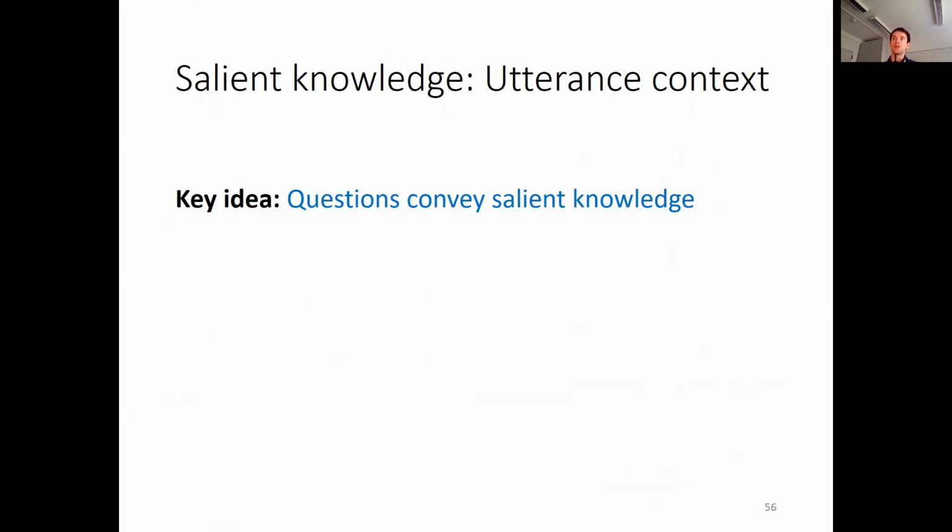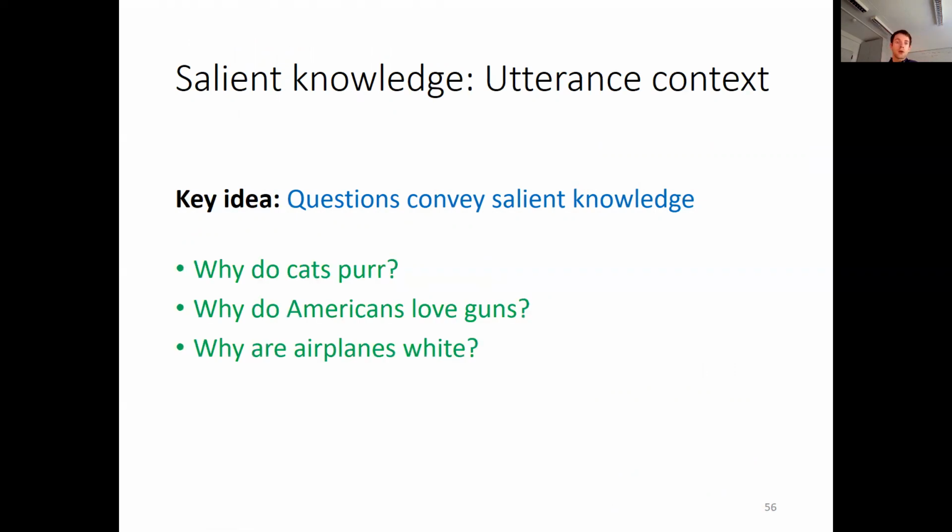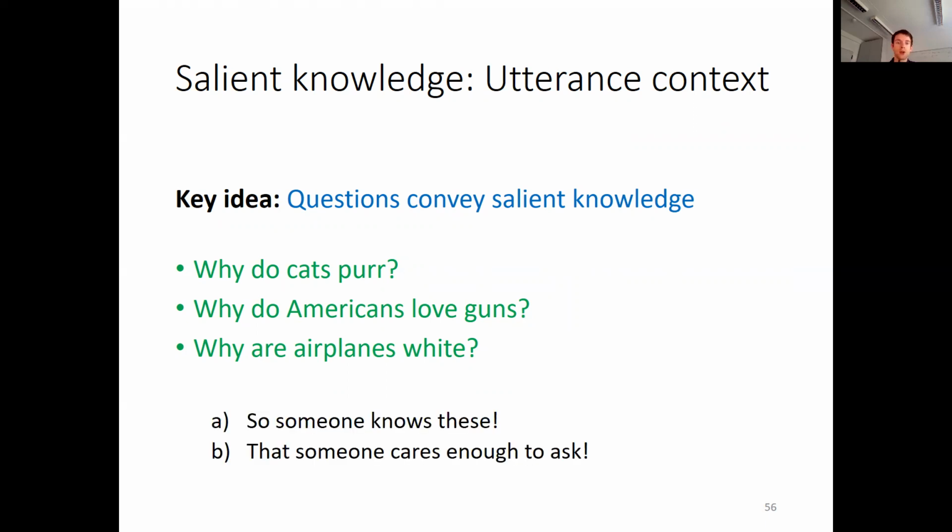So the key idea of Quasimodo is that questions convey salient knowledge. So if you ask a question like, why do cats purr? Why do Americans love guns? Or why are airplanes white? Then this conveys two things. So A, someone knows these statements or holds these beliefs, and someone cares enough, wonders enough about them that they ask the question. If I ask, why are airplanes white? Then this puzzles me actually.